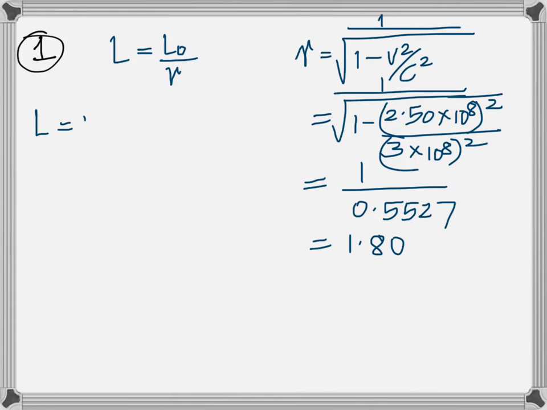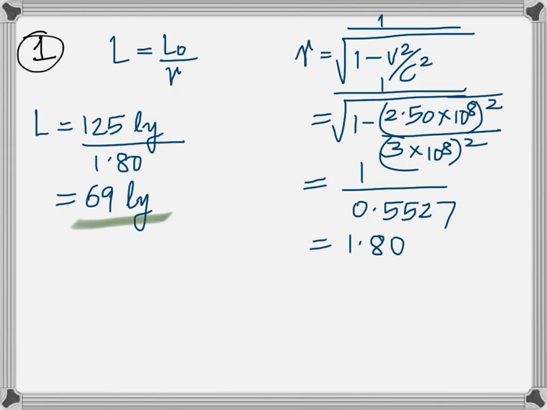And you get 1.8. Remember that gamma is always going to be greater than or equal to 1. So once you get gamma, plug it back into that and you get 69 light years is what you're going to take. Because you're traveling at that high speed, the length seems to have contracted.